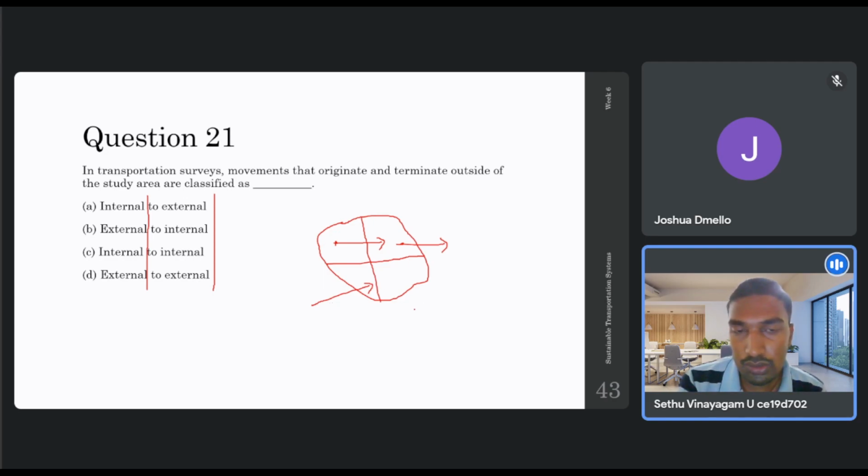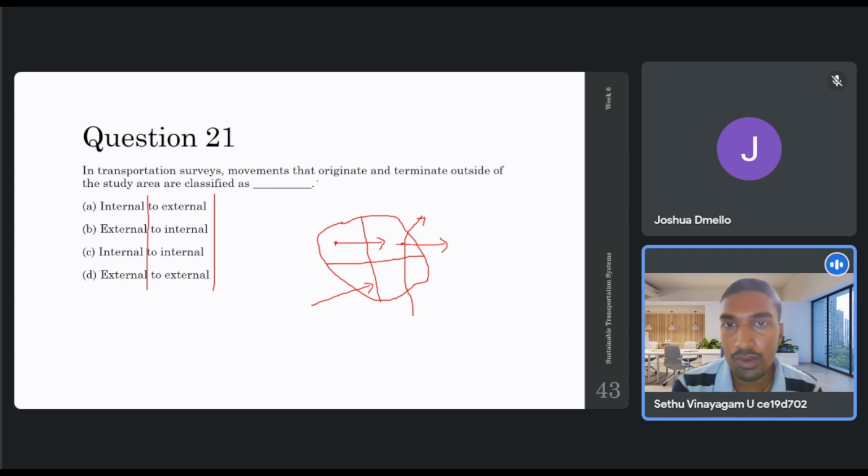It is also possible that a trip originates outside, passes through the study area, and also terminates outside. In that case, this trip is neither originating nor terminating within the study area. Therefore, it is an external to external trip, right? This also contributes to the traffic within the study area, but it is neither starting nor ending in the area. So these are the four types of trips that we use in transportation surveys. All the trips that we try to account for will fall into one of these four categories, right?